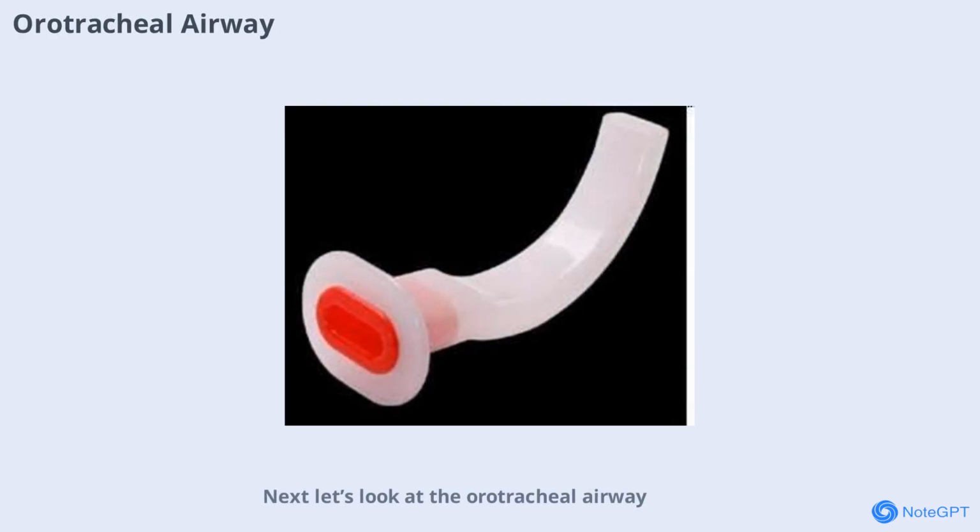Next, let's look at the oropharyngeal airway, another device used to maintain an open airway. This airway is inserted through the mouth and is often used in emergency settings or during anesthesia. Its design helps prevent the tongue from obstructing the airway, making it easier for air to pass into the lungs. Recognizing the airway is important, as it is a common tool in both pre-hospital and hospital environments. Notice its curved shape and the flanges that rest outside the mouth, which help keep it securely in place.